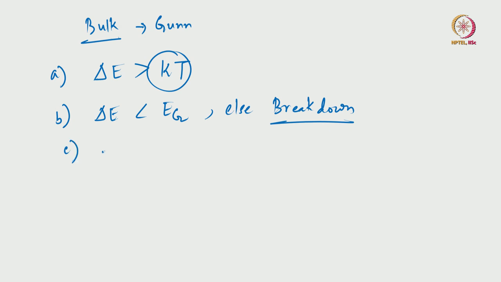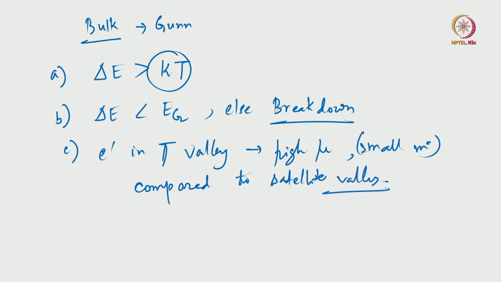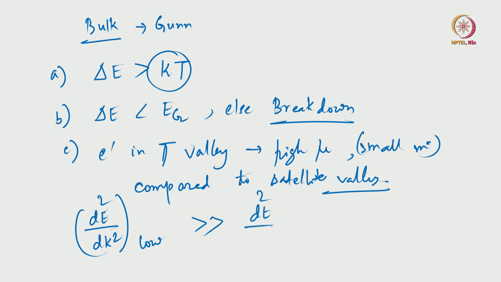And the third condition that has to be met is that electrons in the primary valley, which is the gamma valley, must have high mobility, which means a small effective mass, correct, compared to the satellite valley, the valley to which you are pumping them. Compared to the satellite valley, it should have a smaller effective mass and a higher mobility. In other words, the curvature of the lower valley should be much, much larger than the curvature of the upper valley.